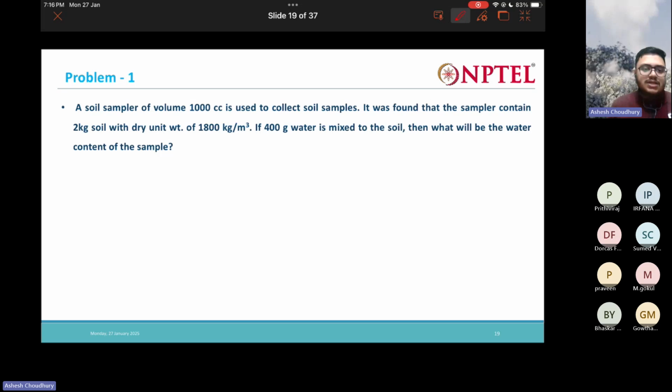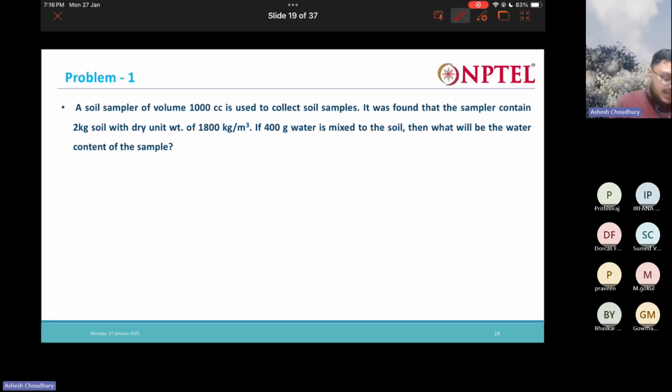Okay, so let us start. Let us see this question. A soil sampler of volume 1000 cc is used to collect soil samples. It was found that the sampler contains 2 kg soil with dry unit weight of 1800 kg per meter cube. If 400 gram water is mixed to the soil, then what will be the water content of the sample? Try to calculate this. Just try to start.